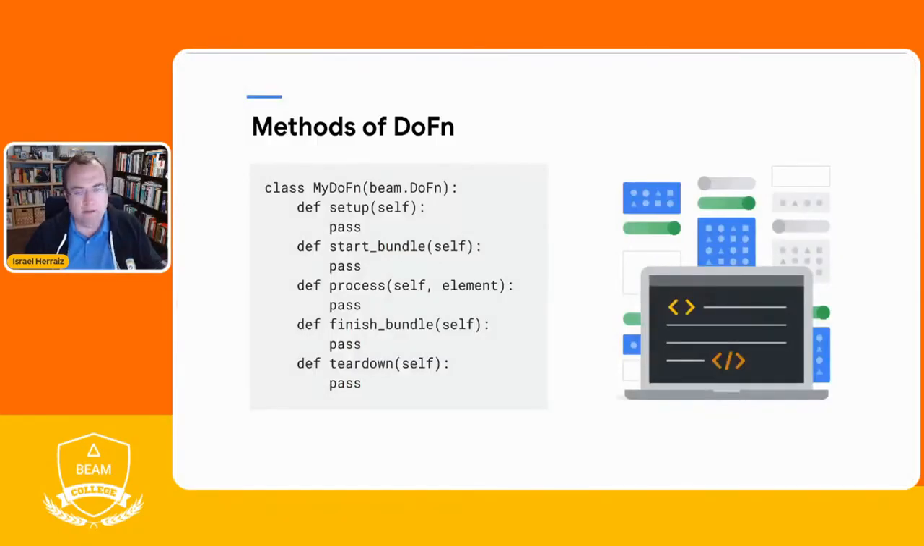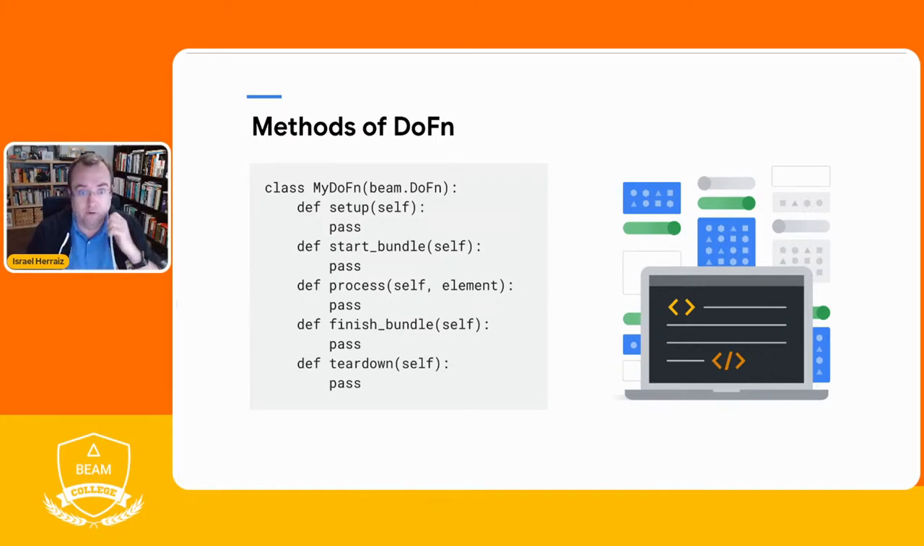Here we see all these methods in a Python snippet. This is similar in Java and other languages, shown here in Python just for illustration purposes. The main method of a DoFn is this one, process. Here we process each one of the elements. We receive as input one element and we do something with it. We transform it into a different format. We may filter it. We may expand it and produce several outputs for one element, like in a FlatMap, and so on.